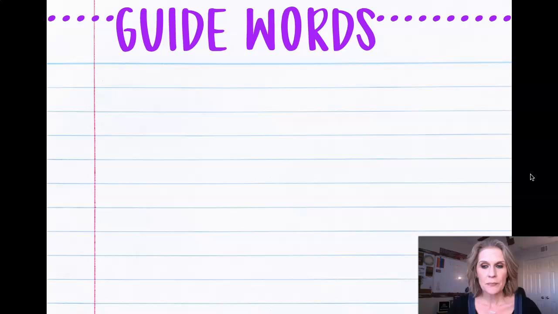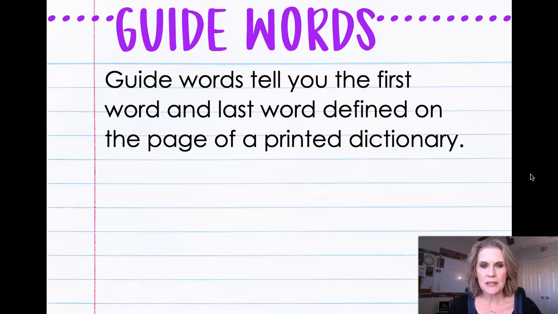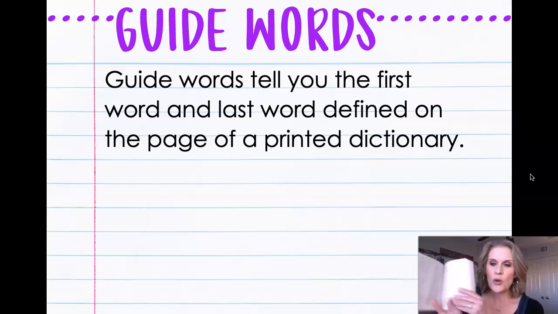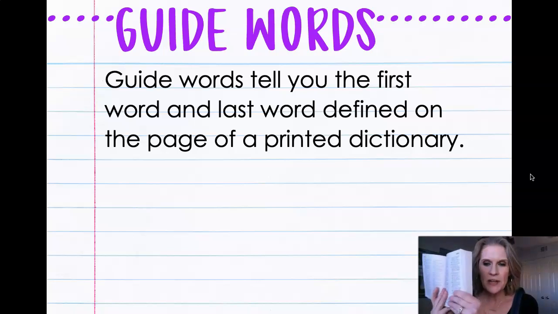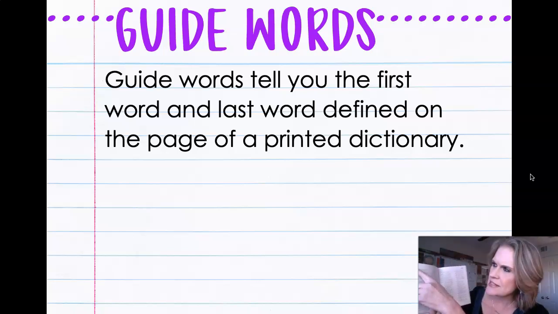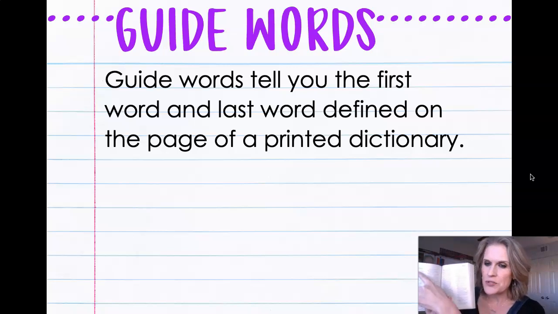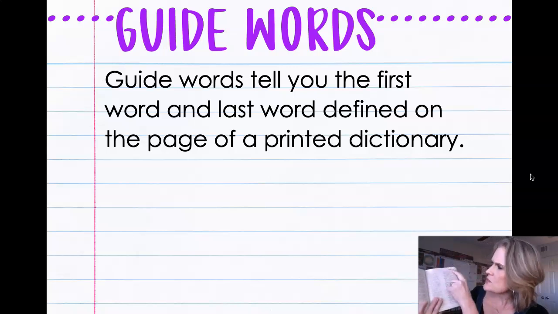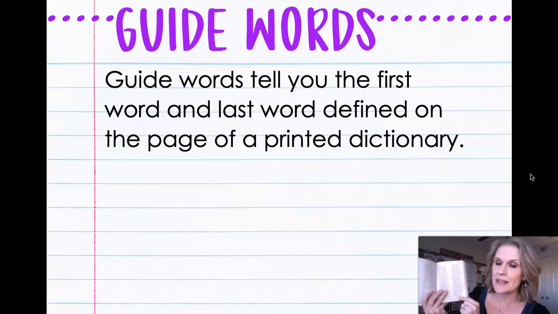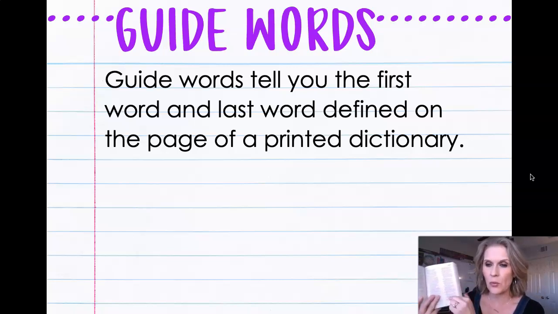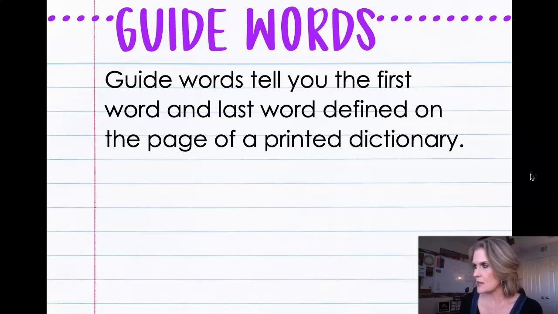Guide words. We talked a little bit about this last week. Guide words tell you the first word and the last word defined on the page of a printed dictionary. So for example, if you open a dictionary, there's always two words on each side of the page. Those are your guide words. On this side it says laugh, and that would be the first word right here. And on this one it says lemon, and that would be the last word. Of course, alphabetical order. And these guide us to tell us where we could find our word.